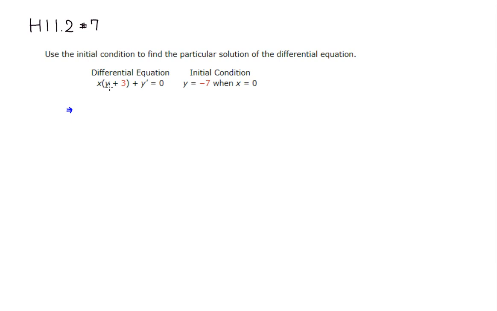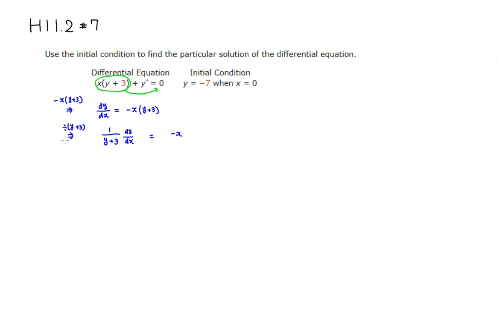First I'm going to move this whole first term over to the other side, subtracting x times (y plus 3). I'm going to write the y prime as dy over dx, which is equal to negative x times quantity y plus 3. Then I'm going to divide through by quantity y plus 3 so that we have 1 over y plus 3 dy over dx is equal to negative x.